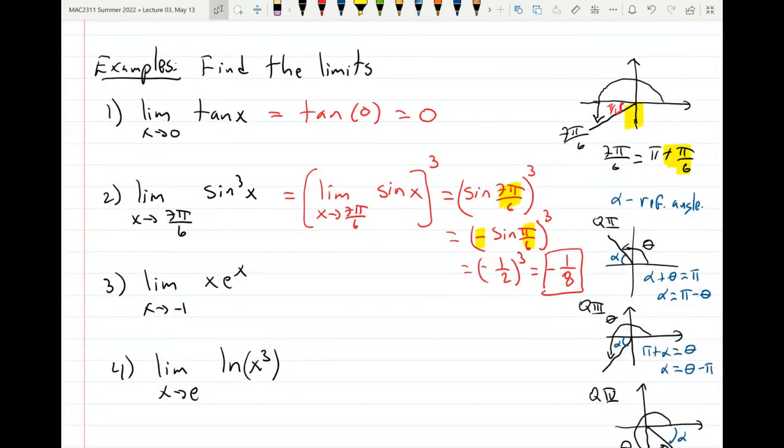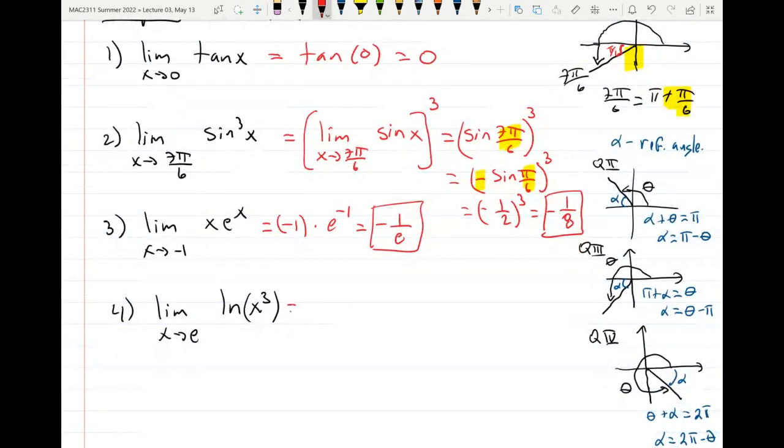Let's continue with number 3. Here we're going to use the property. Here we have a product of two functions, right? The limit of the product is the product of the limits. In this case, the first function's limit is -1, and the second function's limit is e to the -1. So this is -1/e, or -e to the -1. But as you know, we typically don't want to have negative exponents. So we write it by bringing it to the bottom with a positive exponent.